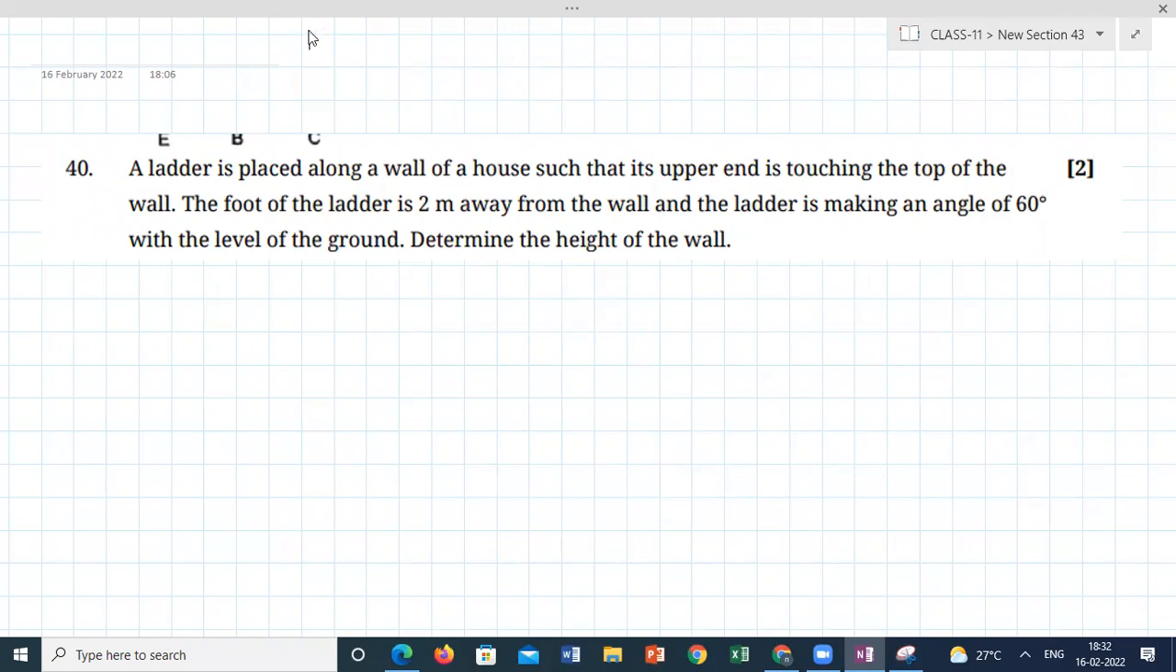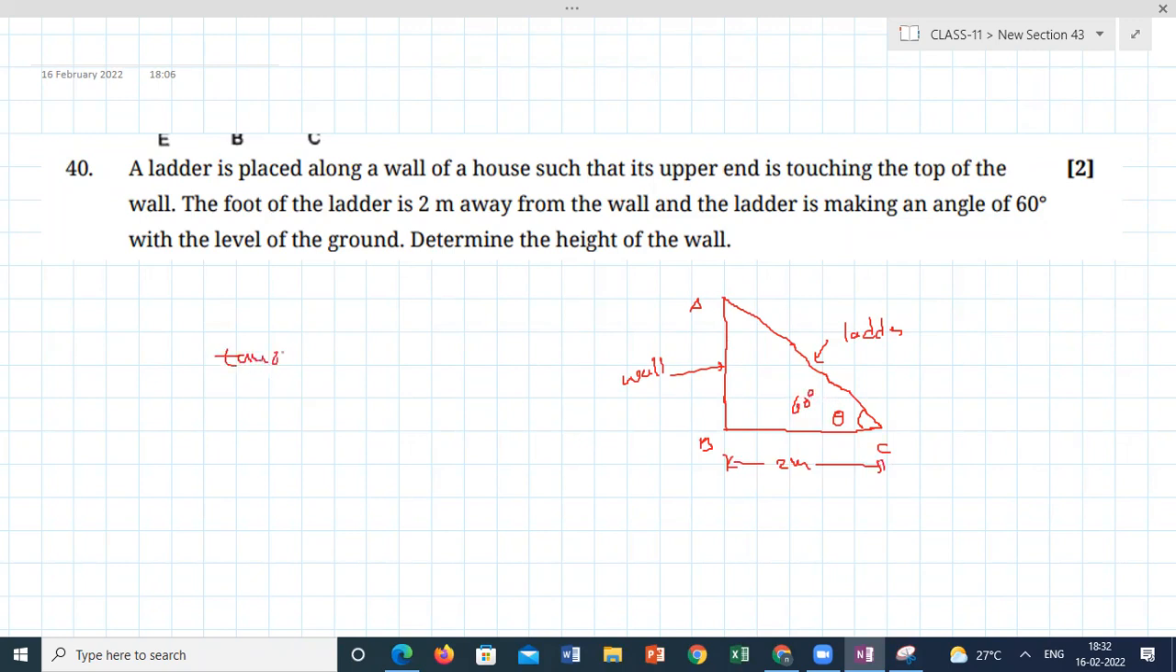The ladder is placed on the wall of the house such that its upper end is touching the top of the wall. A, B, C, theta. BC is the ladder here, AB is the wall. The foot of the ladder is 2 meters away from it, making an angle of 60 degrees. He is asking to determine the height of the wall.